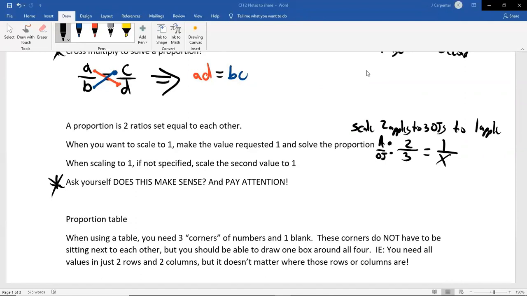But when you're using a table, you need what I call 3 corners of numbers and a blank. These corners do not have to be all sitting next to each other, but you should be able to draw one box around all four, i.e., you need all values in just 2 rows and 2 columns, but it doesn't matter where those rows or columns are. Now that might not make a lot of sense without seeing the examples. We're going to see the examples and get it to make sense. Don't worry. So let's start out with a small one.